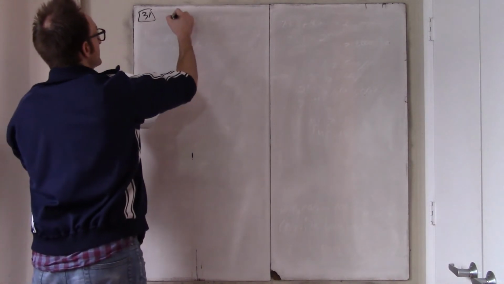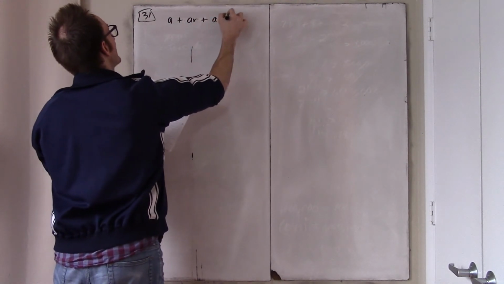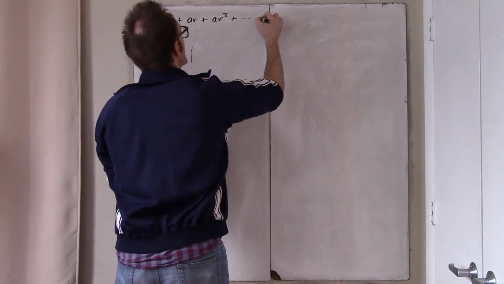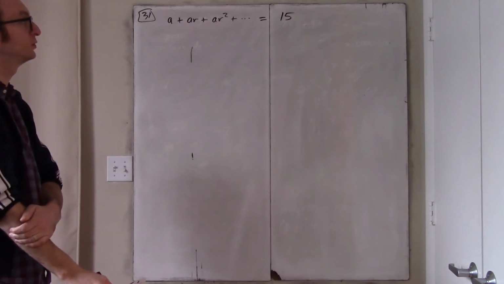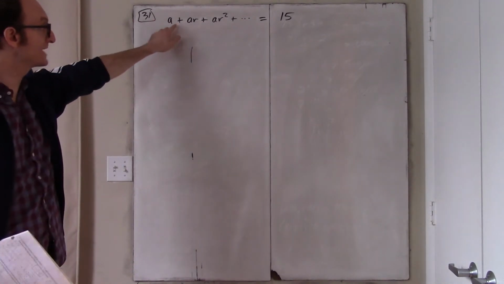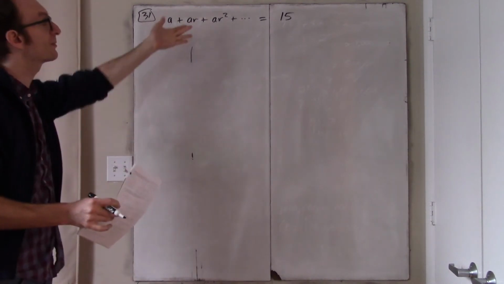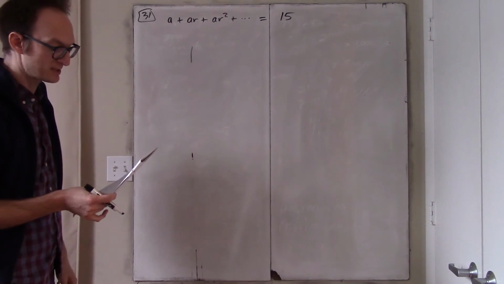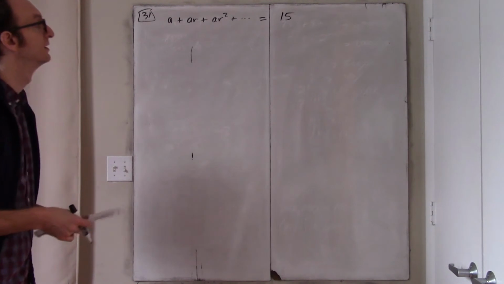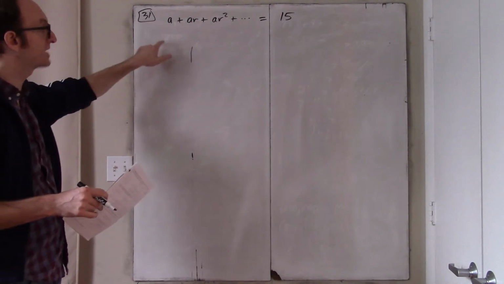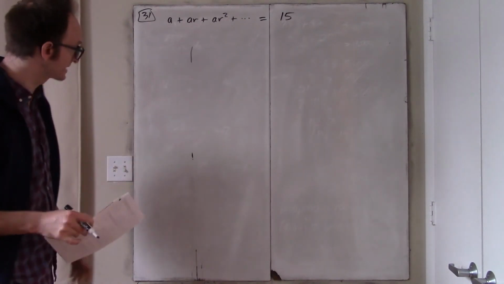Alright, well that must mean that a plus ar plus ar squared, forever, is going to be 15. In other words, have enough confidence to express a generic geometric sequence in terms of the first term and in terms of the common ratio. And this is what we're being told: that if you add up all these terms, you get 15. Okay, the sum of their squares is 45. So if I add up the squares of all the terms of this series, that's 45.